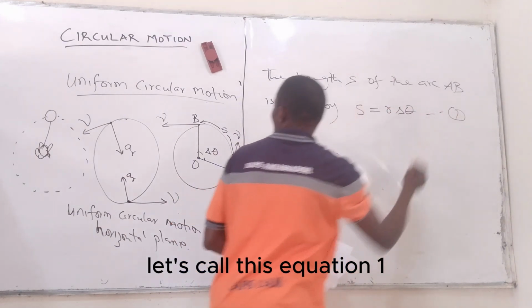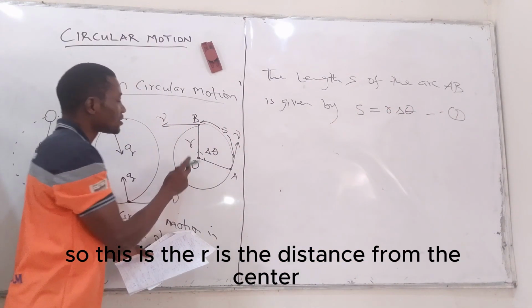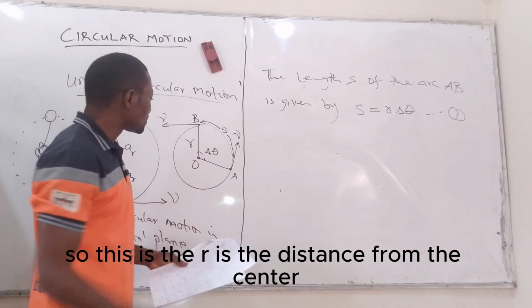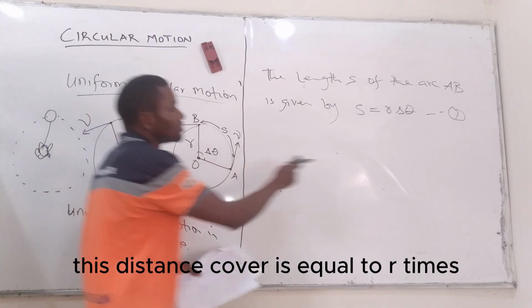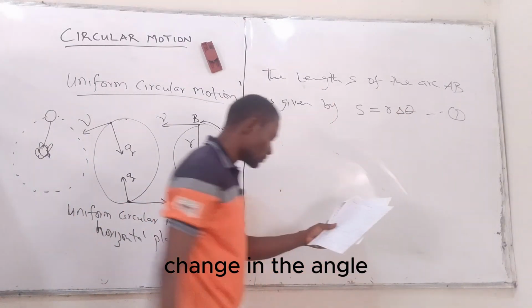Let's call this equation 1. So this is the R, the distance from the center, the radius. So this distance covered is equal to R times the change in the angle.